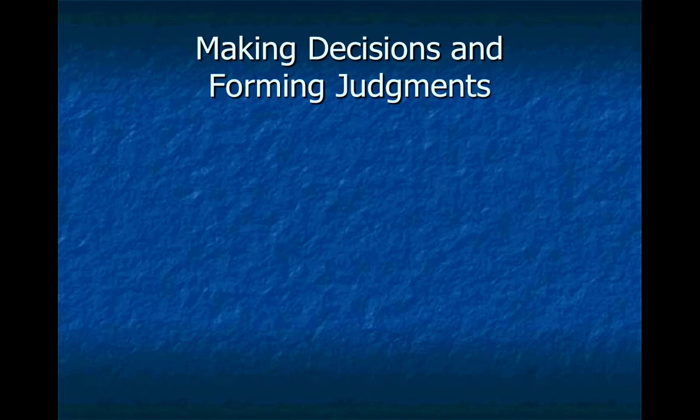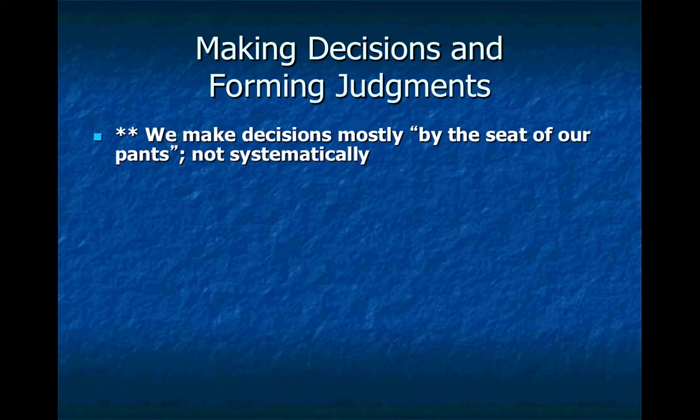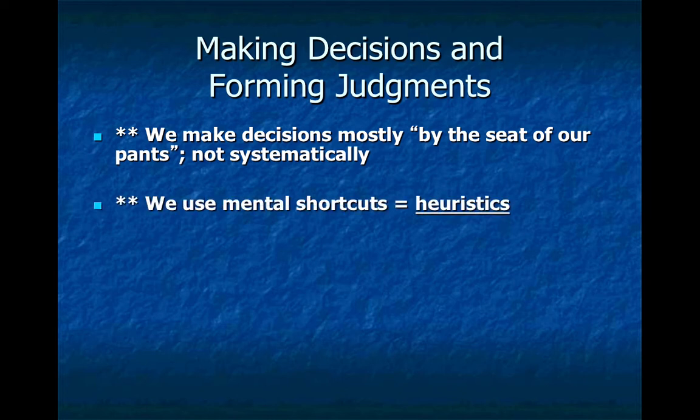All right, so the second screencast on Chapter 10 deals with making decisions and forming judgments. One of the things that studies reveal is that we do tend to fly by the seat of our pants when we make decisions. We don't really go through a systematic process and algorithm when we're making decisions. Most of the time we use heuristics, those mental shortcuts we talked about.